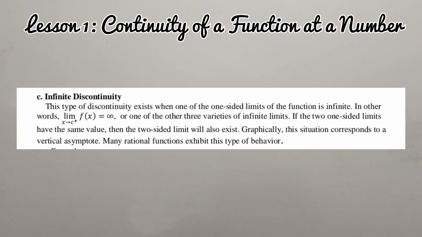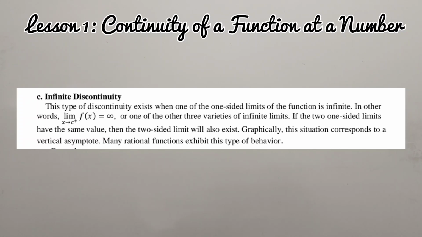And lastly, the infinite discontinuity. This type of discontinuity exists when one of the one-sided limits of the function is infinite. In other words, the limit of f of x as x approaches c from the right is positive infinity, or one of the three varieties of infinite limits. If the two one-sided limits have the same value, then the two-sided limit will also exist. Graphically, this situation corresponds to a vertical asymptote. Many rational functions exhibit this type of behavior.